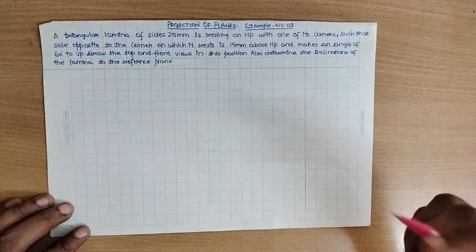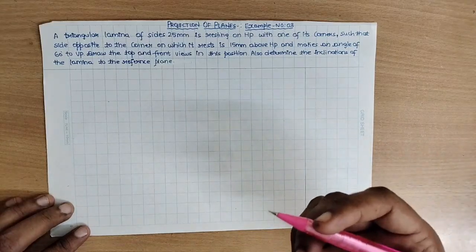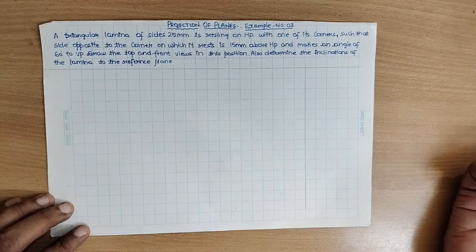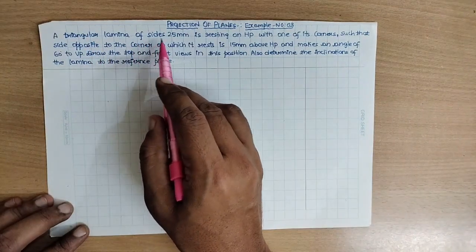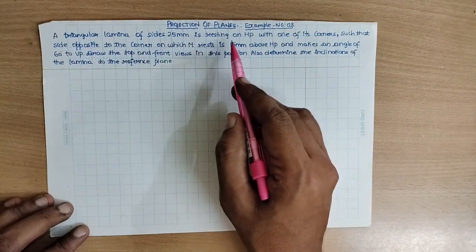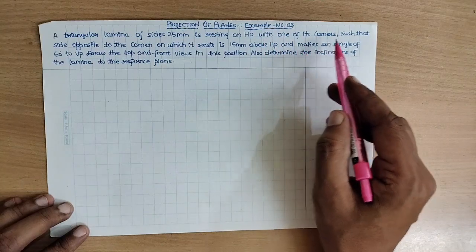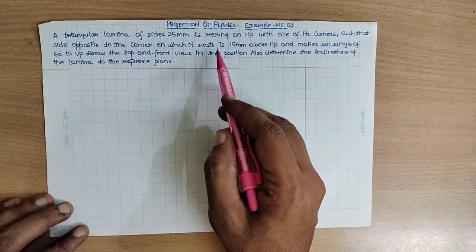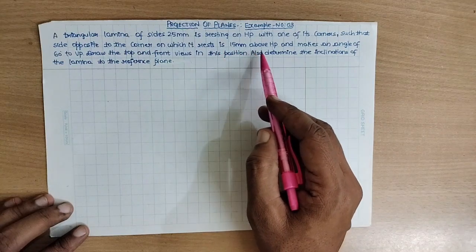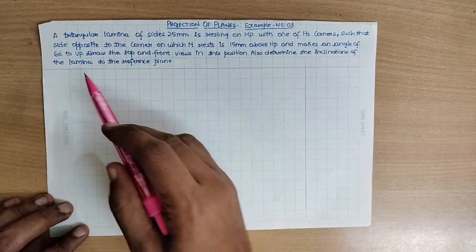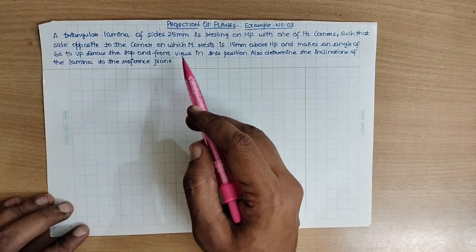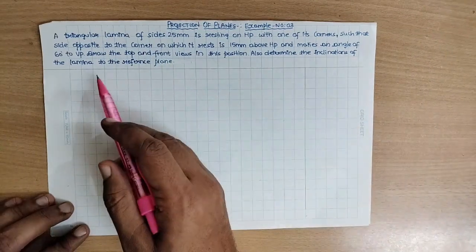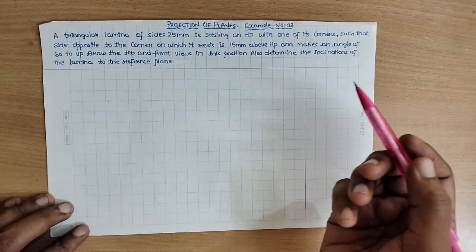In this video, let us see the manual drawing of projection of planes, example number 3. The question is like this. A triangular lamina of sides 25 mm is resting on HP with one of its corners such that the side opposite to the corner on which it rests is 15 mm above HP and makes an angle of 60 degrees to VP. Draw the top and front views in this position. Also determine the inclination of the lamina toward the reference plane.